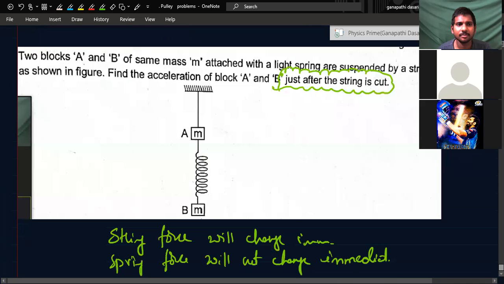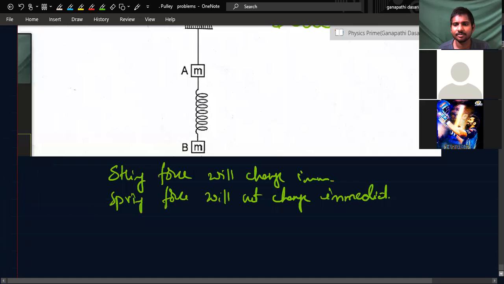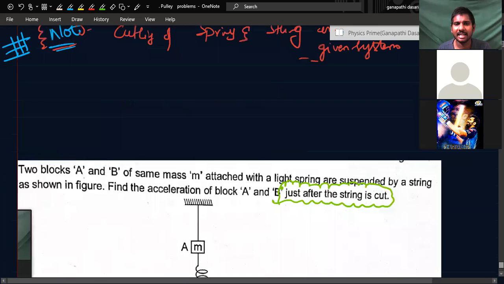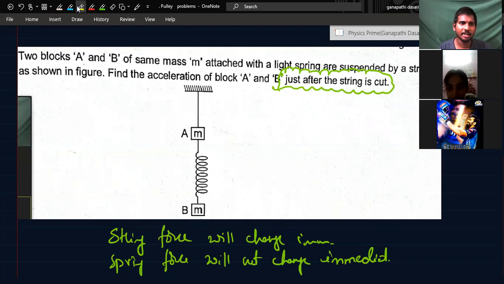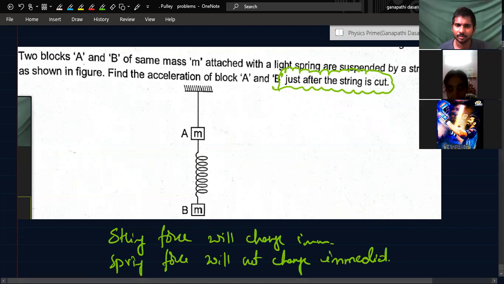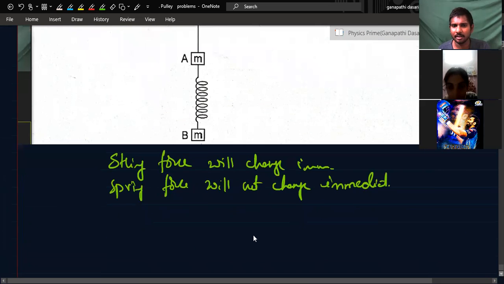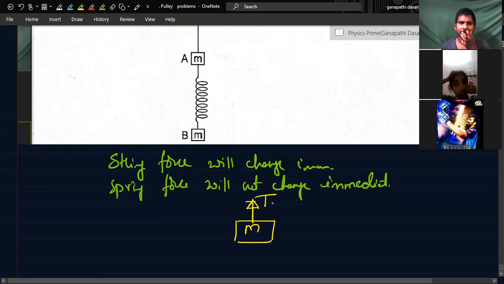In the figure, yes, sir. If they are at rest, net force should be what on both the blocks? 0. Varun, are you getting this? Yes, sir. If I draw the free body diagram on first block M, what will be the forces? Tension upwards, mg downwards, or is there any other force, spring force?